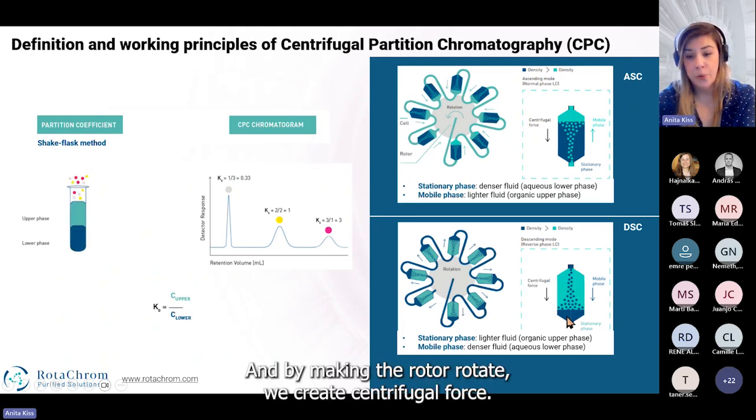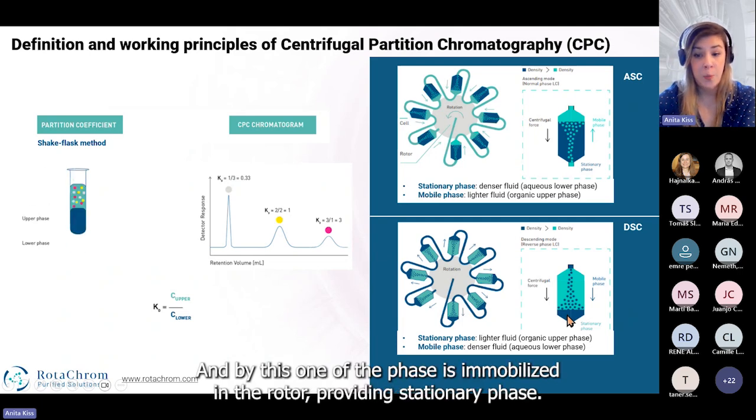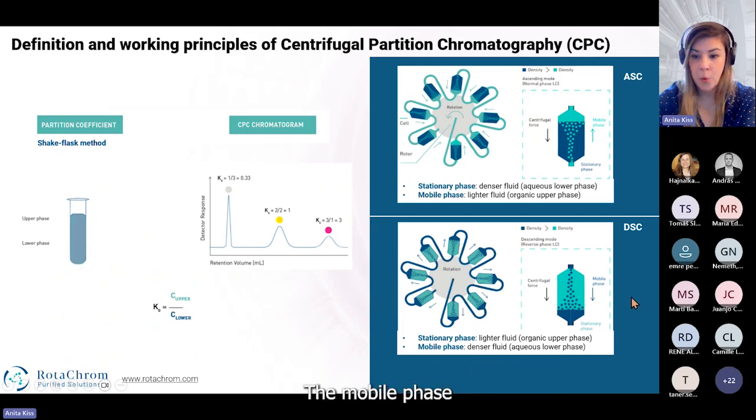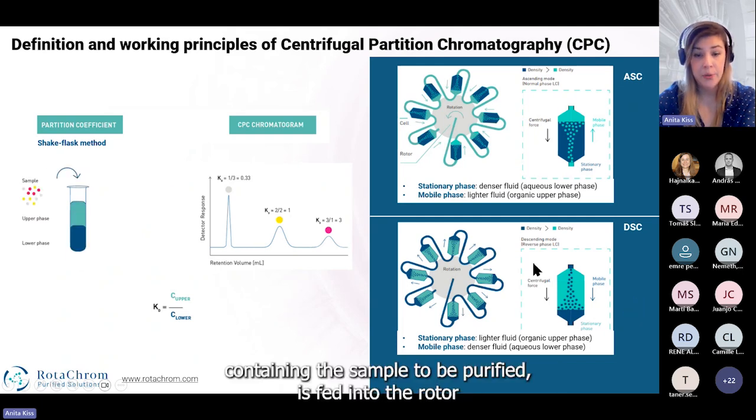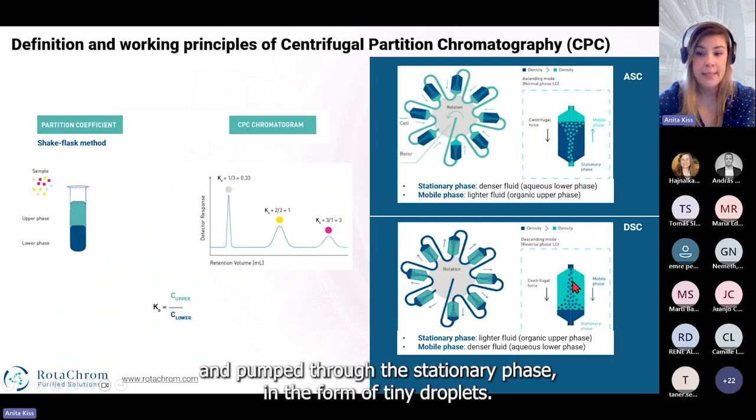And by making the rotor rotate, we create centrifugal force. And by this, one of the phases is immobilized in the rotor, providing the stationary phase. The mobile phase containing the sample to be purified is fed into the rotor and pumped through the stationary phase in the form of tiny droplets.